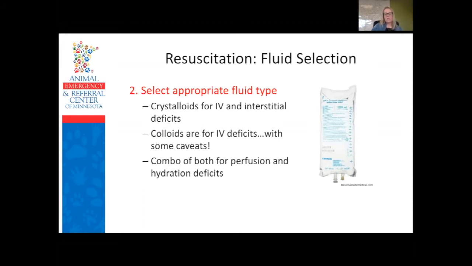So our main types of fluids that we have available to us are crystalloids and colloids. Crystalloids can be used to replace both intravascular and interstitial deficits, whereas colloids work primarily for intravascular deficits alone. And there are some caveats to that, which we're going to discuss. And typically, if you're using a combination of both of them, you're going to be able to treat both perfusion and hydration deficits.